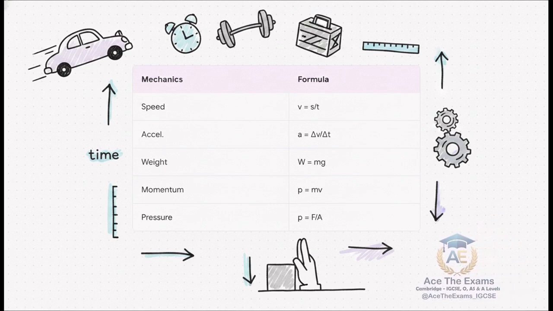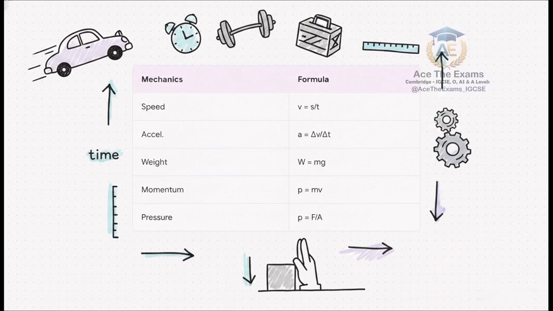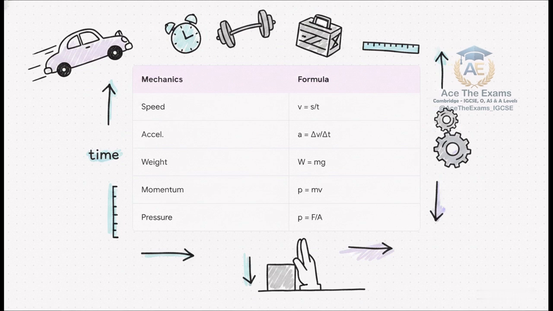Whether we're calculating the speed of a racing car, finding the weight of a heavy object, or figuring out the pressure a solid block exerts on the ground, we are constantly using the same core set of ingredients over and over again: time, mass, distance, and force. These are your everyday reliable tools for understanding the physical space around you.